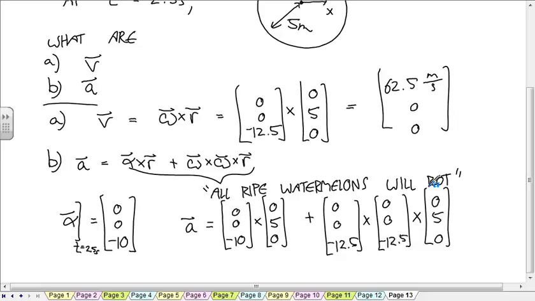What's the deal with the associative law and cross product? Does it matter what we multiply first? It'll come out the same either way. You have to follow the order, that's right, but you can group it either way. So if you do that, you get 50 meters per second squared, negative 78.125 meters per second squared, 0.